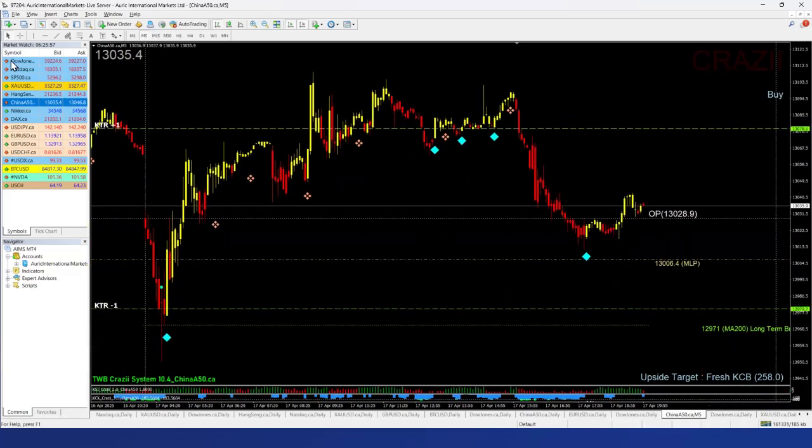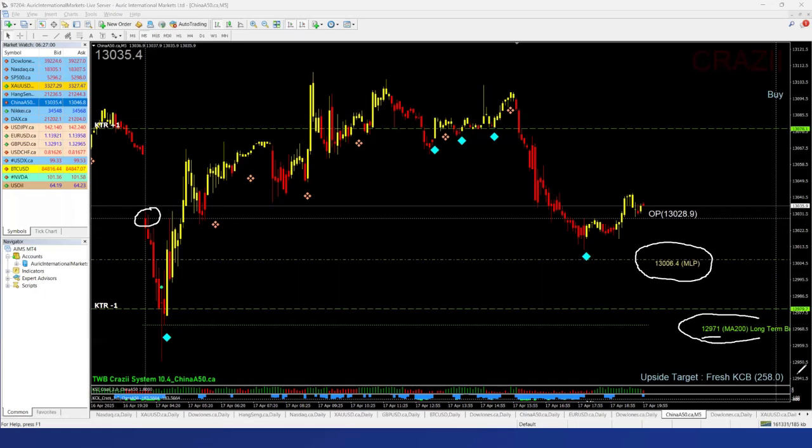So guys, take a look. Do you notice that there's a MA200 here, the same number, 12971, right? This actually comes from the day chart that is ported over to the intraday chart. So that means in the morning, when the market opening price was here, I noticed that the MLP is at 13006. I also noticed that the MA200 at 12971 is nearby in the market.